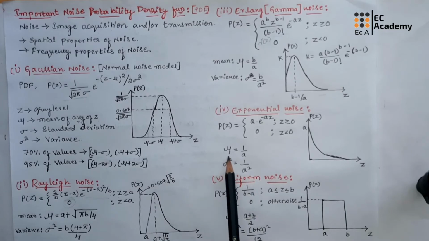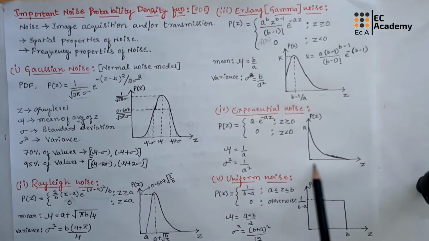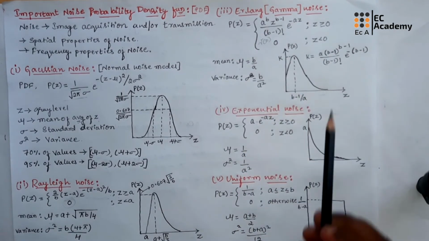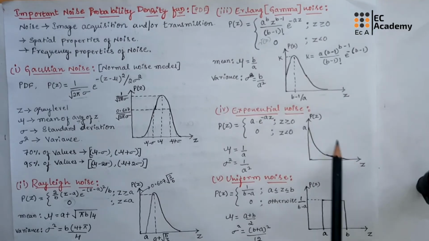The mean can be given as mu is equal to 1 by a, and variance is sigma square is equal to 1 divided by a square. This exponential noise model is a special case of Erlang noise model. If we make b is equal to 0 in this equation, you will get this plot.